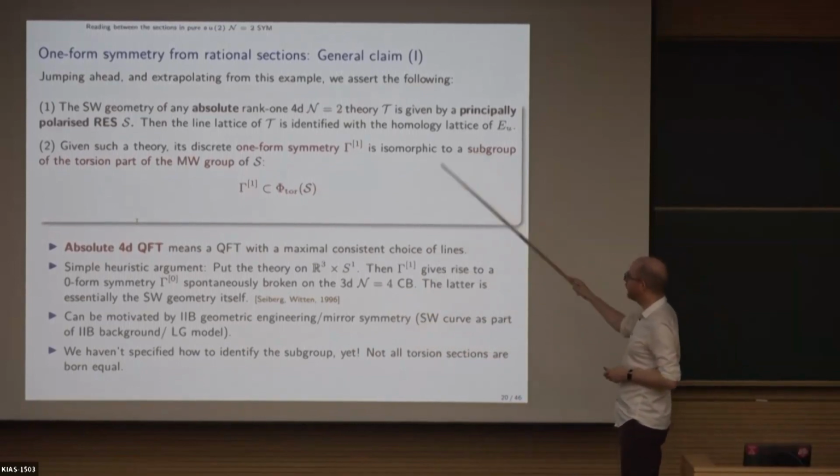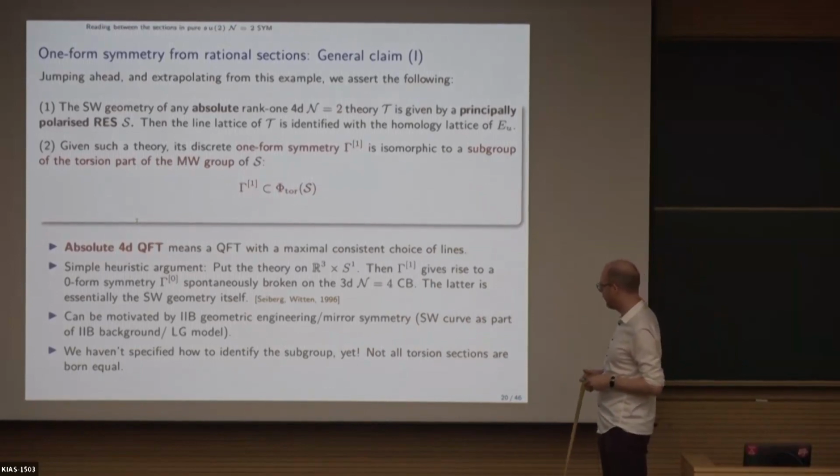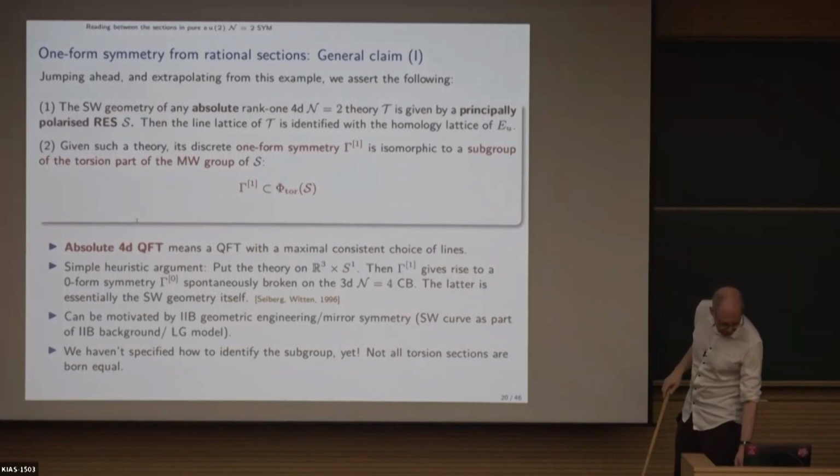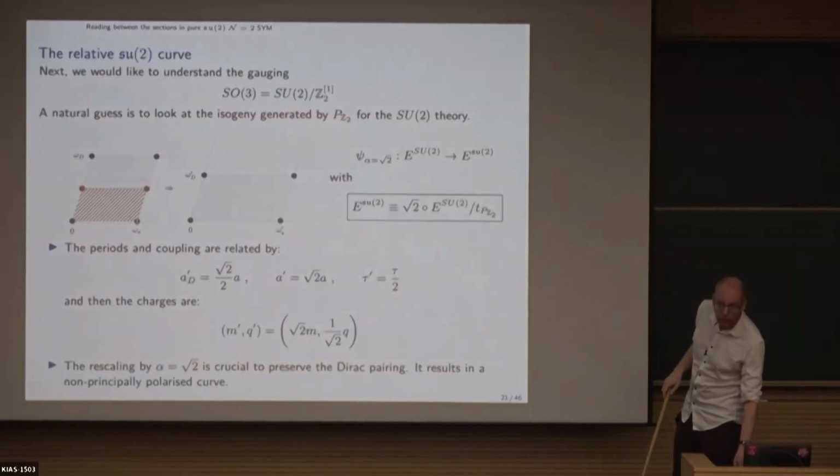This identification can also be motivated by geometric engineering, as we did with Oria in a previous paper, but it's not completely airtight either. And as I said, I haven't specified how to identify this subgroup, so we'll get back to that. Any questions on this?